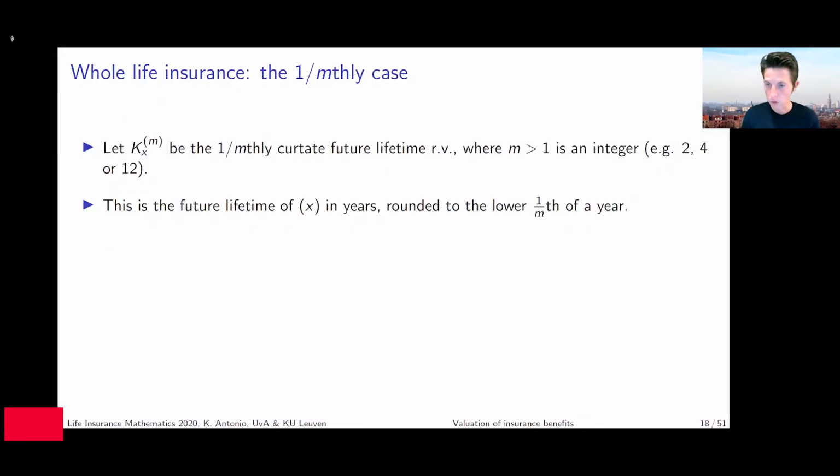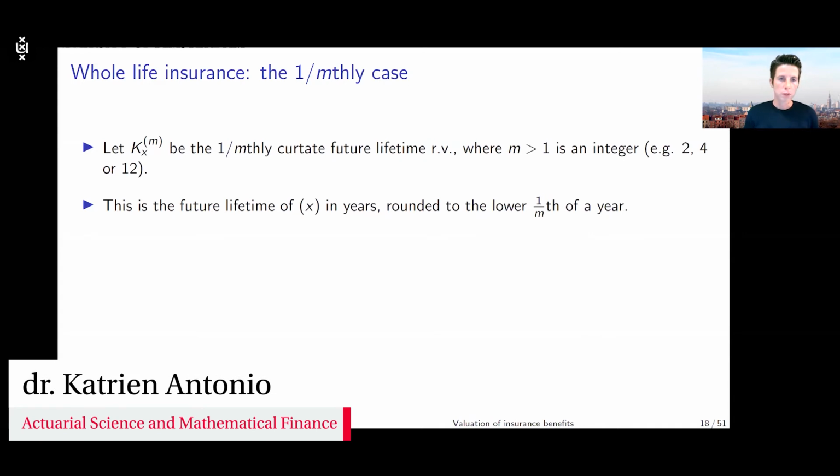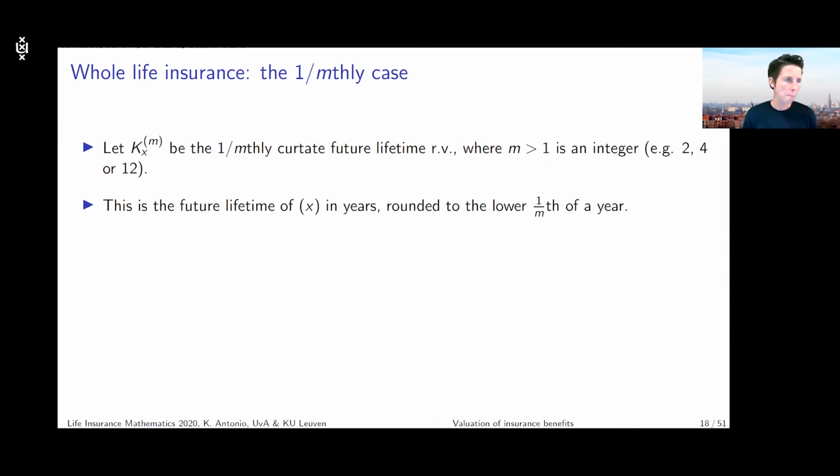We're going to go for the discrete time, but we're not going to work with periods of 1 year. We're going to work with periods of a month, for instance, or a semester, or a quarter, right? So we're going to use a new random variable, K_x^(m), where the m refers to the number of intervals I'm going to split my year into. If m is 2, then I work with half years. If m is 4, then I work with trimesters. If m is 12, then I'm working with months, right?